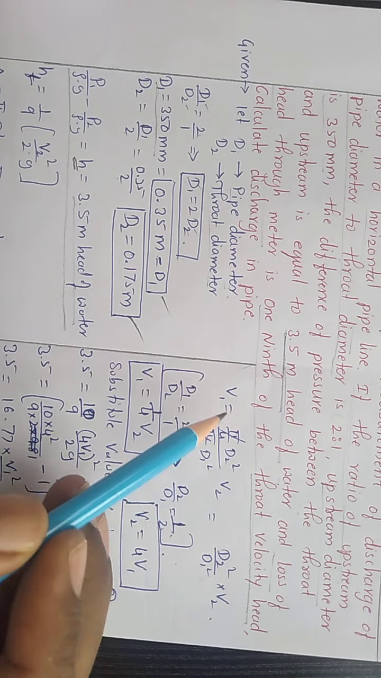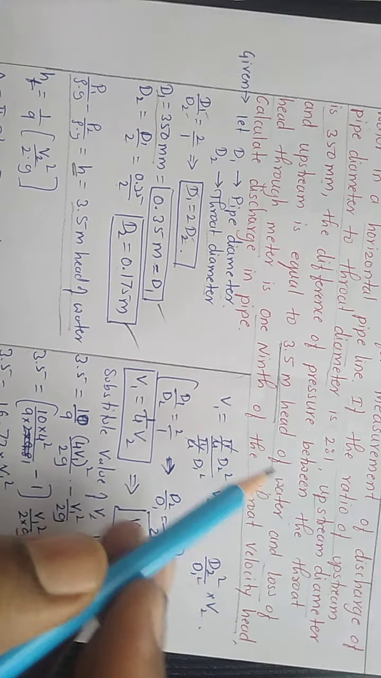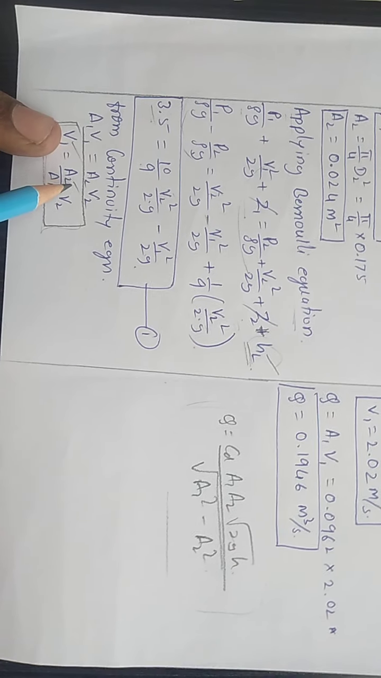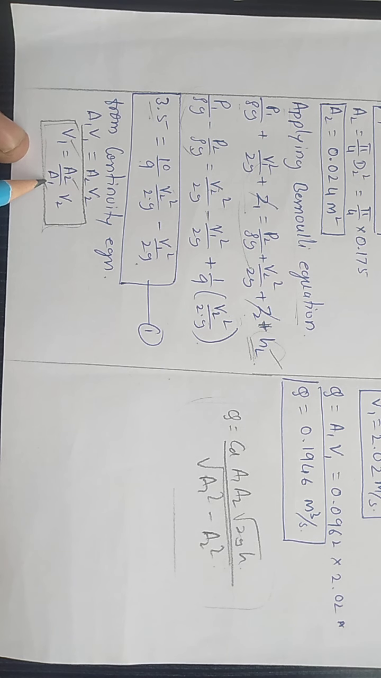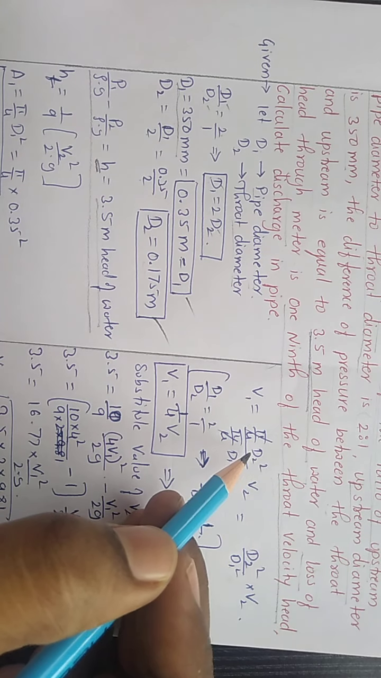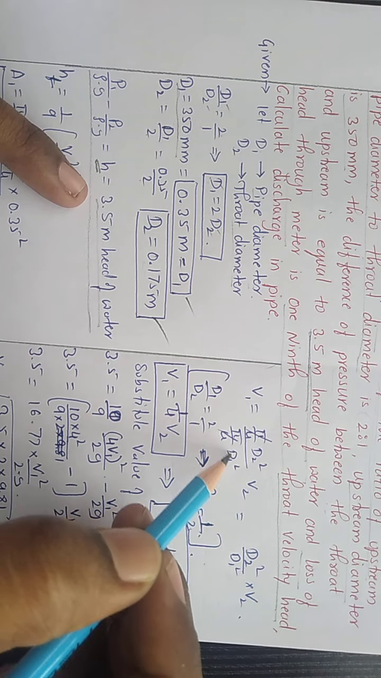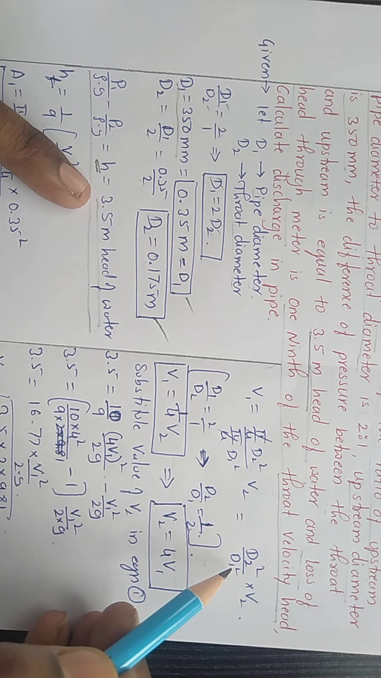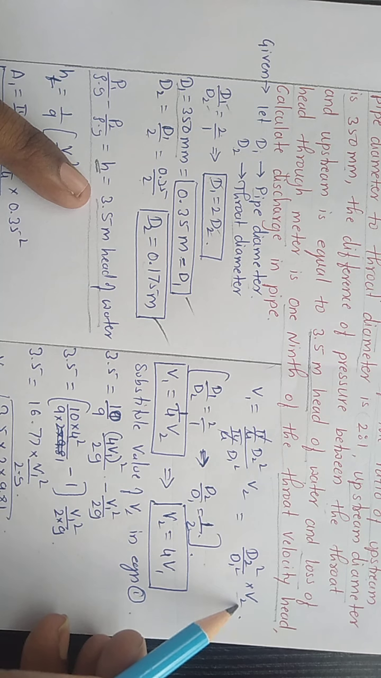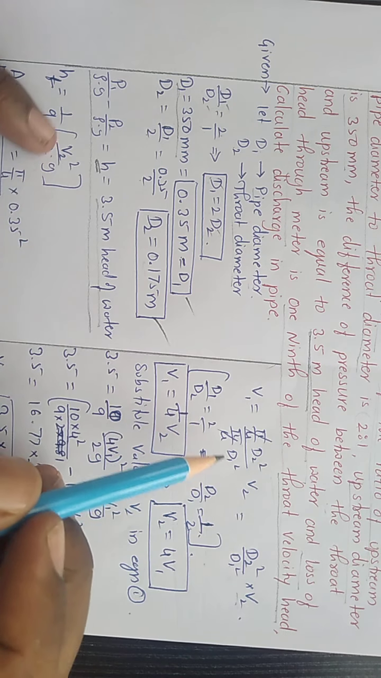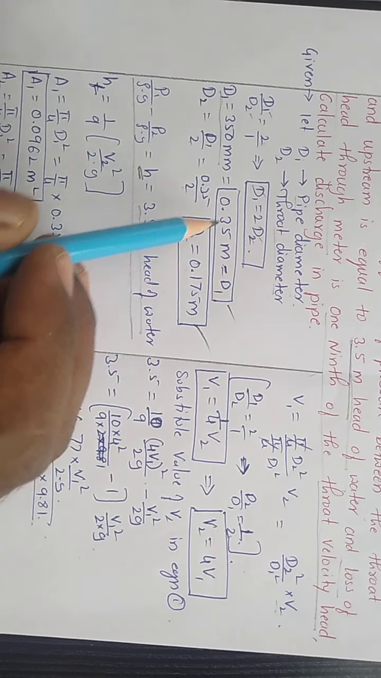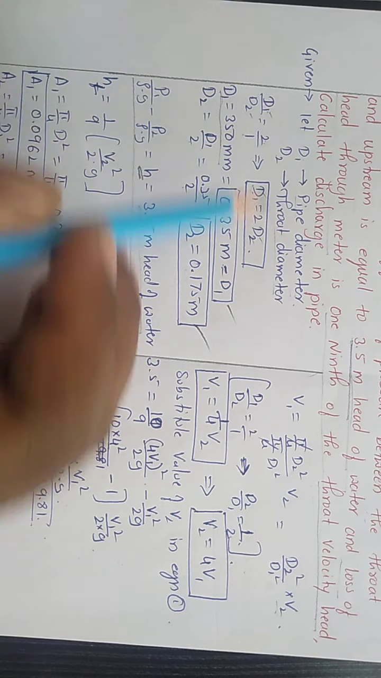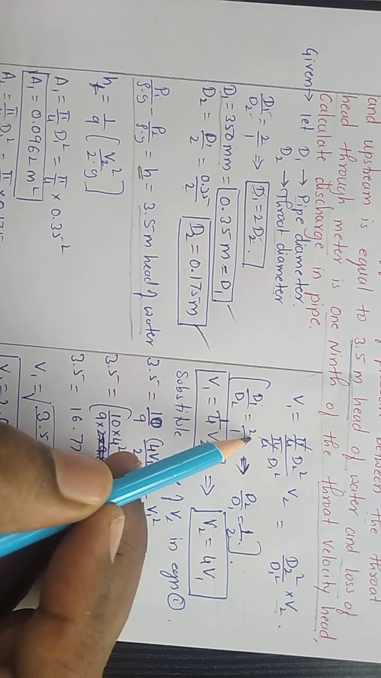Now I'm substituting a2 and a1. Here a2 is pi by 4 d2 square, and a1 is pi by 4 d1 square. Pi by 4 cancels, so v1 is equal to d2 square by d1 square into v2. Now we know that d1 by d2 is 2 by 1.